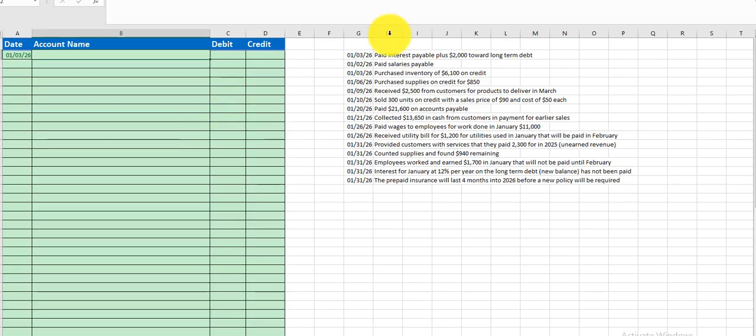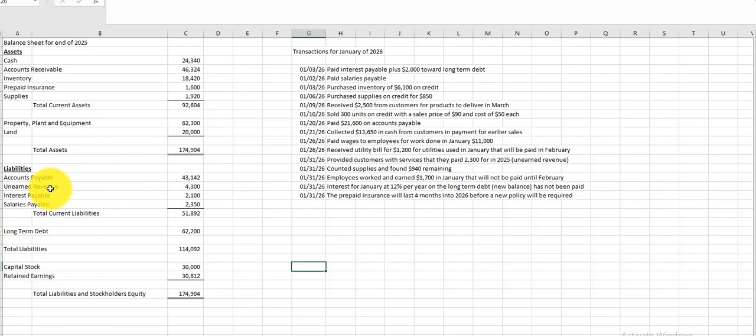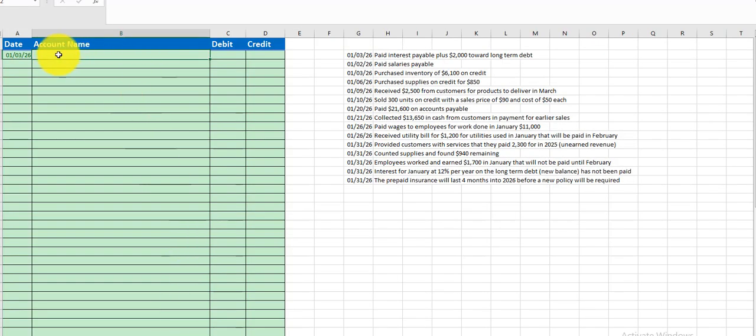So the first one here is we're going to pay interest payable plus $2,000 towards long-term debt. So we're going to pay, that means cash. We're looking at which accounts are affected and by how much. Well, we're going to affect interest payable, so we have to go back to our beginning and see what our interest payable was. It was $2,100. So we're going to make that go down. We're going to pay it.